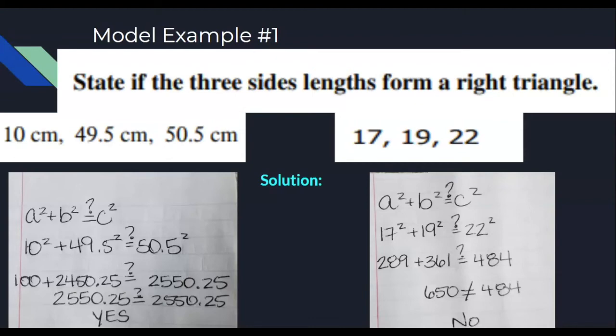I go ahead and square the 17, the 19, and the 22. And then on the left, I still need to add those numbers to see what they're going to be equal to. And we get 650. 650 is not equal to 484. So therefore the answer is no. These three side lengths do not form a right triangle.